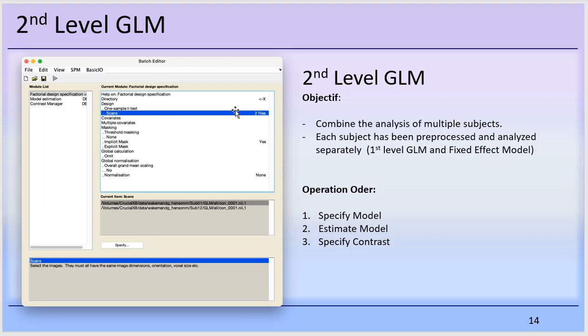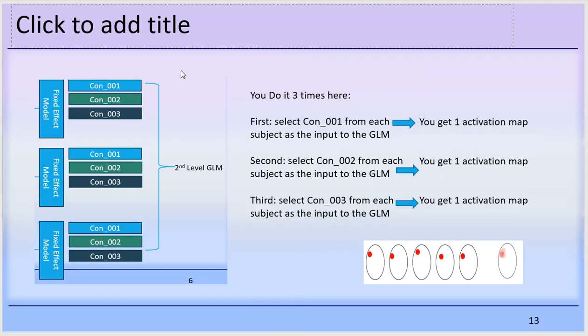So again, here you need to define a directory, and for the scans, as you can see here, if you remember, we had 3 activation maps after doing the fixed effect model for each subject. As the input for the second level GLM, if you select contrast 1 from subject 1, you need to select contrast 1 from the other subjects. If you select contrast 2, you need to select contrast 2 from the other subjects.